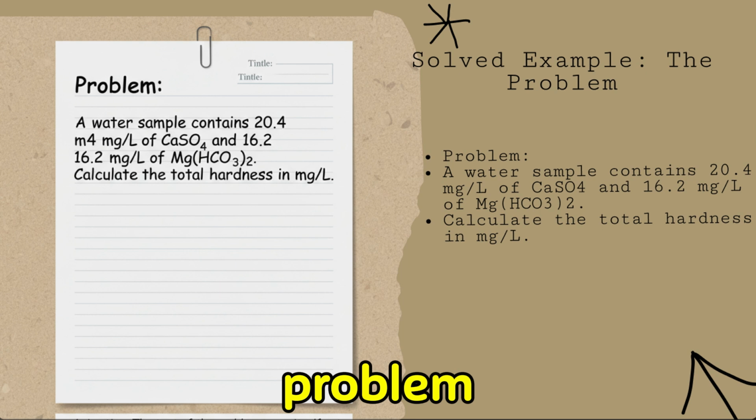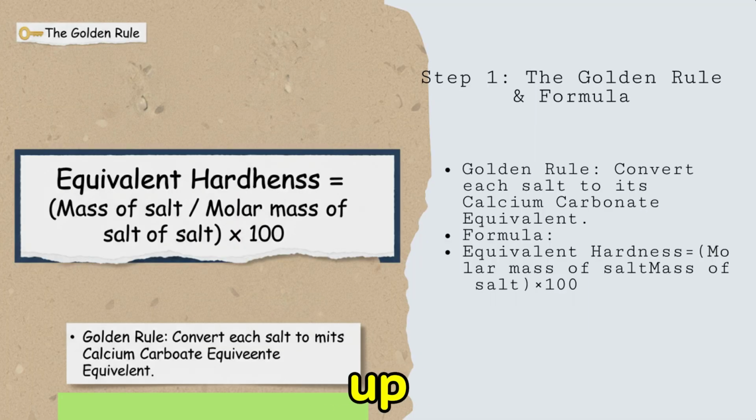Here's our problem. The first and most important rule of hardness calculations is this: you can never just add the masses of the salts together. They have different chemical structures and molecular weights. We have to convert each of them into their calcium carbonate equivalent. It's like converting different currencies into one standard currency, like US dollars, before you add them up.